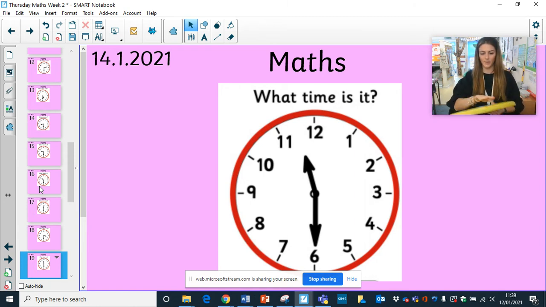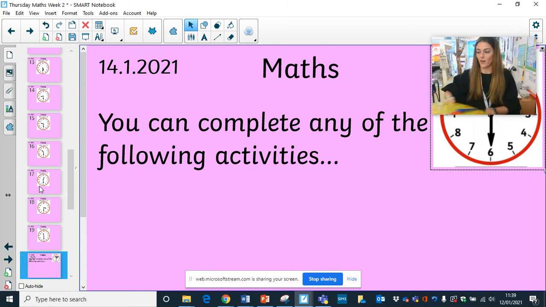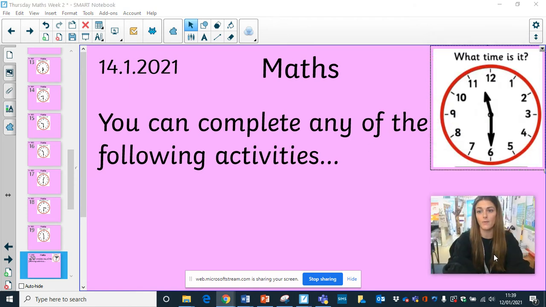Excuse the noise of the clock, it's a bit of a rusty one. 11:30. And I'll leave it there. And again, think about what you do at these times. Is it the morning or is it the evening? So you can complete the following activities now.